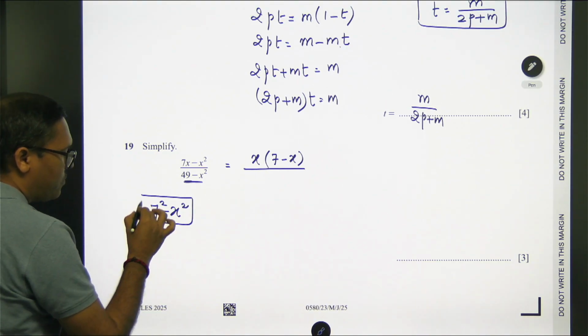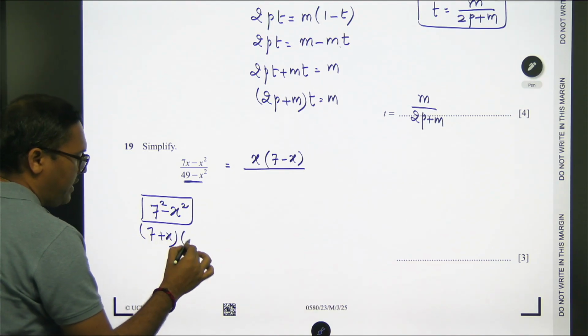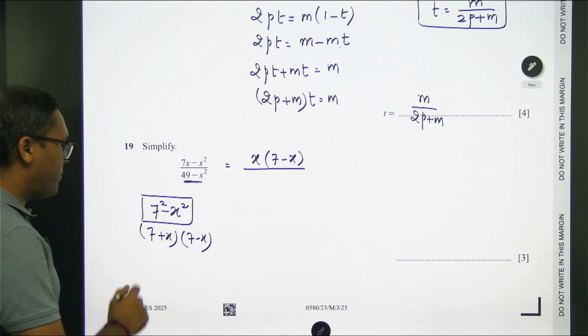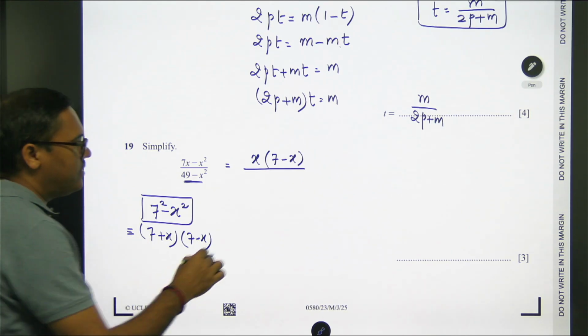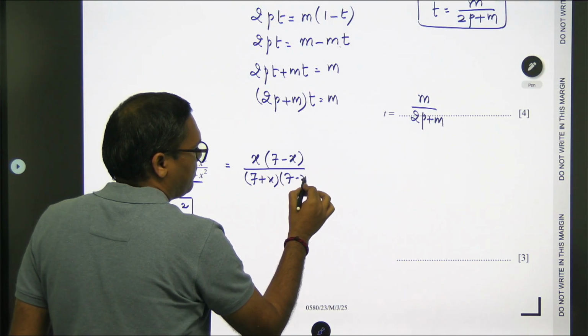So this is the difference of two squares. And we know what this is: a square minus b square is a plus b into a minus b. So this is how you can easily factorize this. So this is 7 plus x and this is 7 minus x.